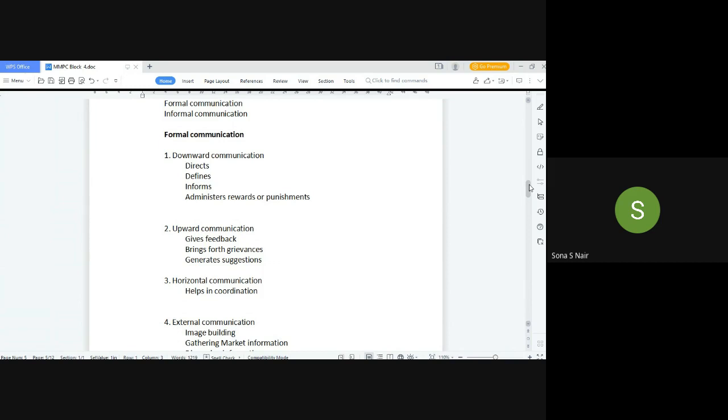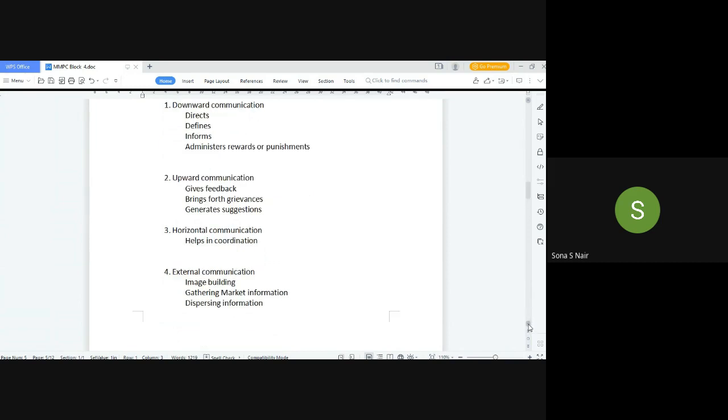External communication is basically communication between the organization and the external stakeholders of the organization. It would help in image building because we have our own PR cell, we have our press releases, we have a whole lot of activities which we do, a whole lot of communication which we send to our shareholders, to the government, to the public, which helps in building our image in the organization, in the environment.